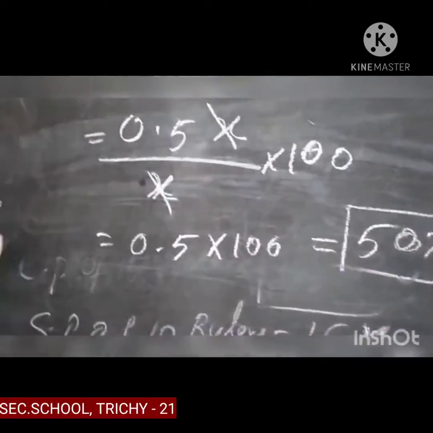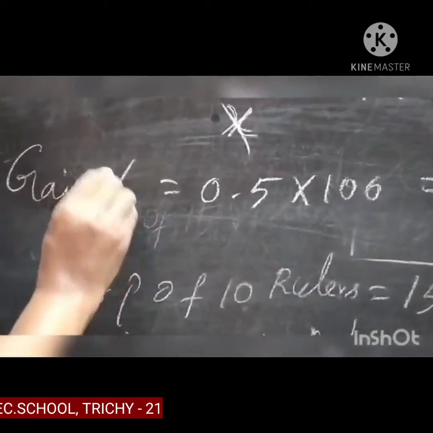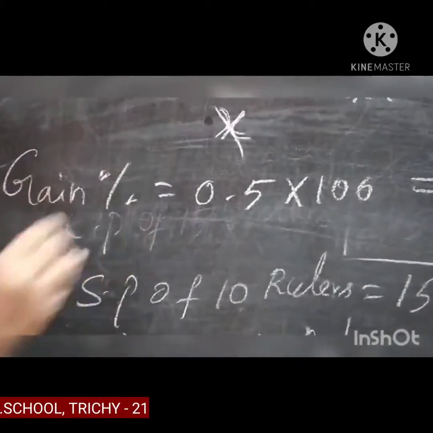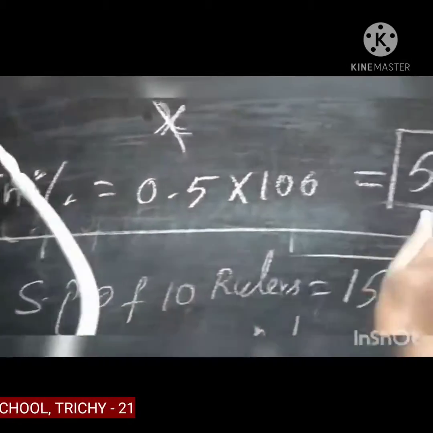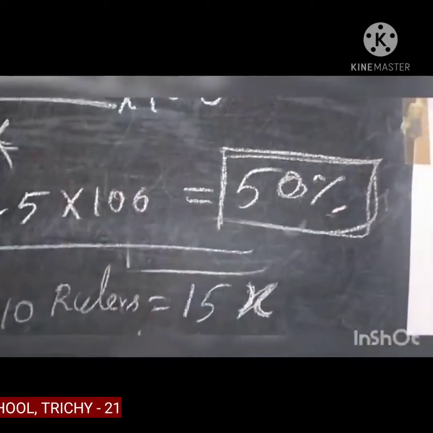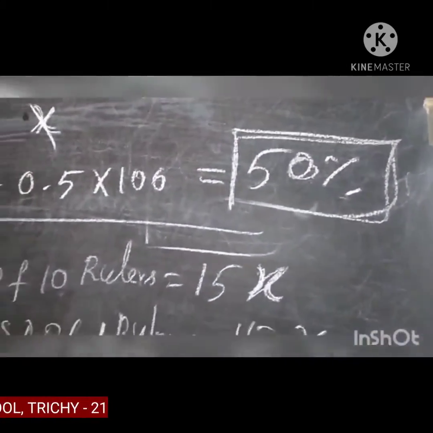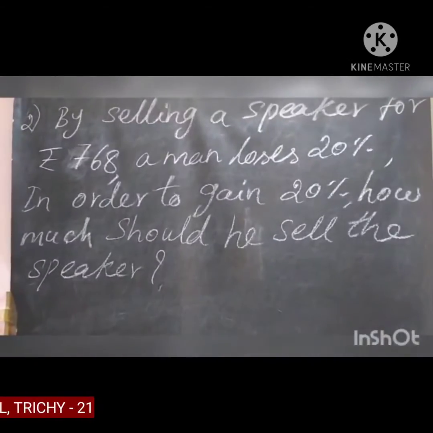So gain percentage. In this sum they are asking to find the percentage of gain. So gain percentage equals 50. That is the final answer. Is it clear? Now let us see the second one.